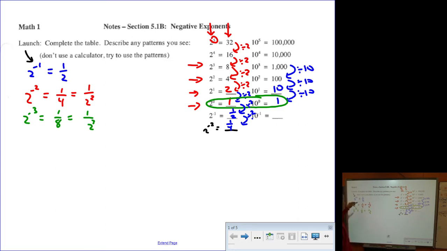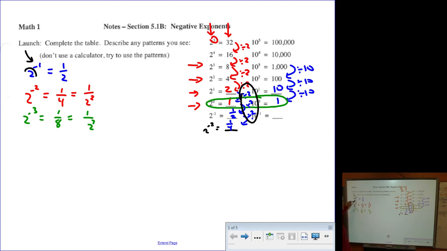A negative exponent does not cause the answer to be negative, because really I'm just dividing by 2 every time. And when I divide by 2 every time, that doesn't turn the answer negative, right? It kind of turns it into a fraction. Technically what it does is it makes you take the reciprocal.